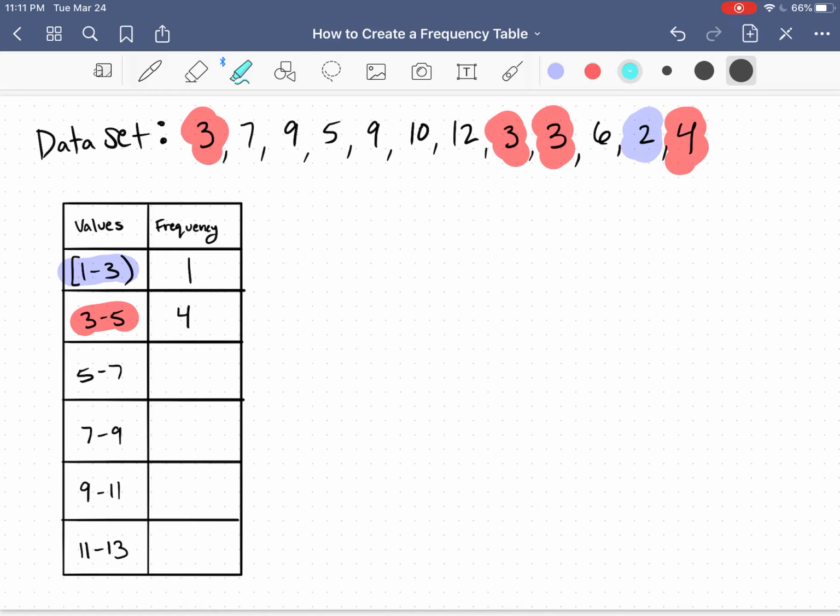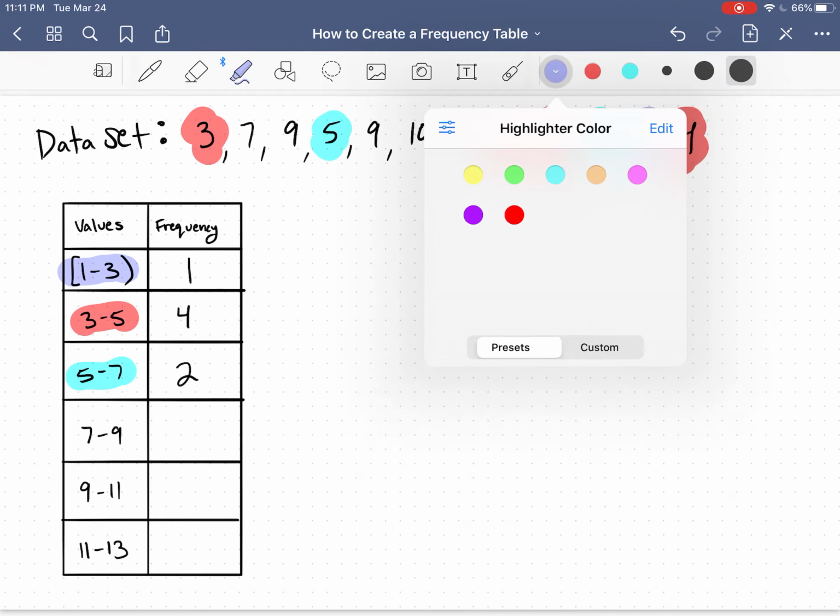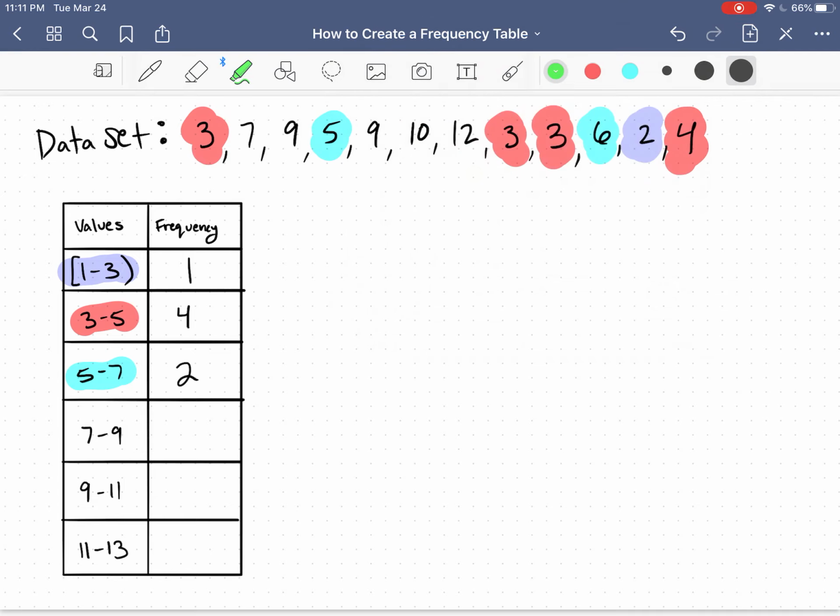For the interval 5 to 7, I want to find all of the numbers that are between 5 and 7 but not equal to 7. It looks like I only have 2 of those numbers. They would be 5 and 6. That leaves me with a frequency of 2. For the interval 7 to 9, I want all of the numbers between 7 and 9 but not equal to 9. And I've only got one of those. That number is 7, so I'll count that as a frequency of 1.